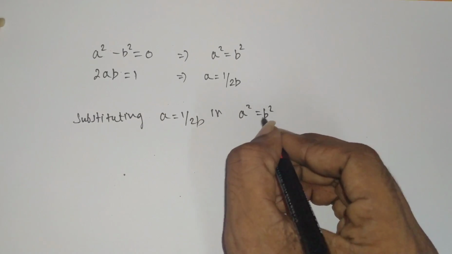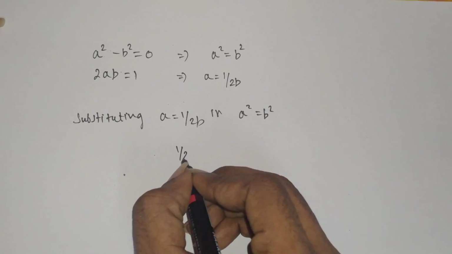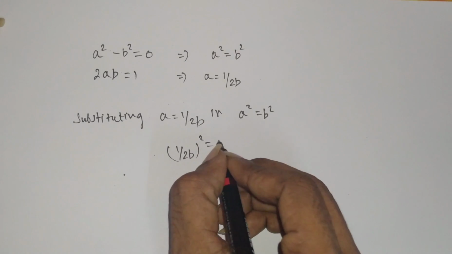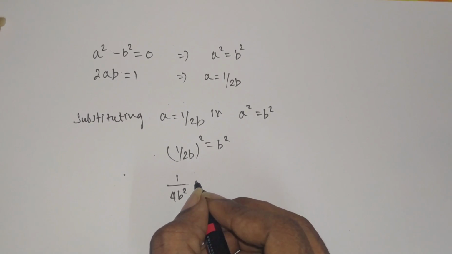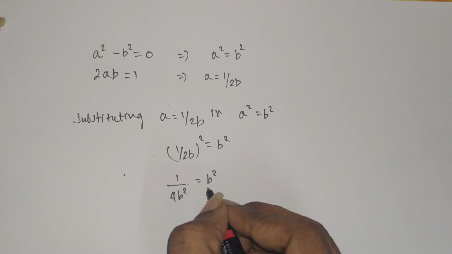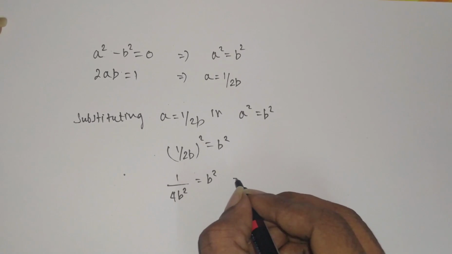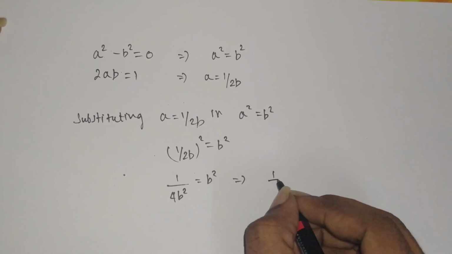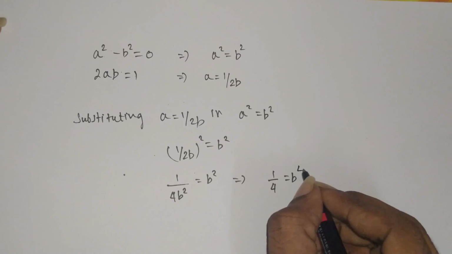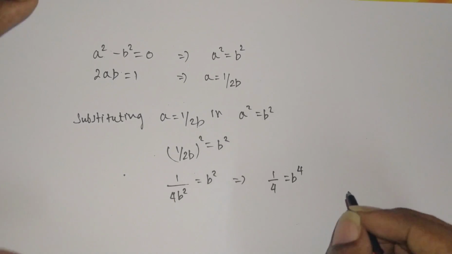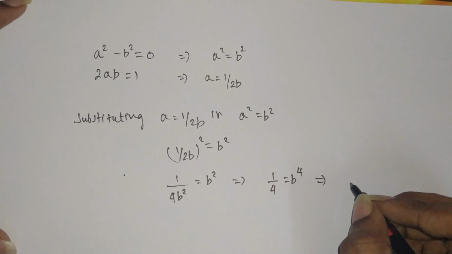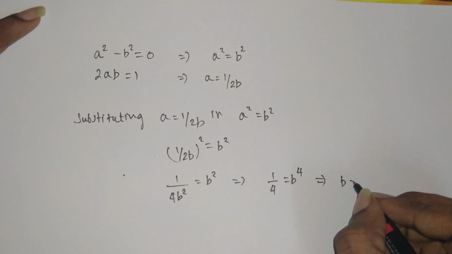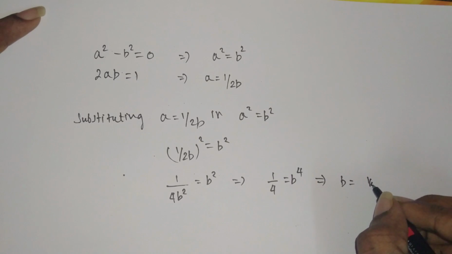So after substituting, instead of a we have to substitute 1 by 2b, so which is 1 by 2b the whole square equal to b square, so which is 1 by 4 b square equal to b square. So bringing b to one side we will get b to the power 4 equal to 1 by 4. Now how to solve for b from this equation? So taking fourth root on both sides we will get b equal to 1 by 4.